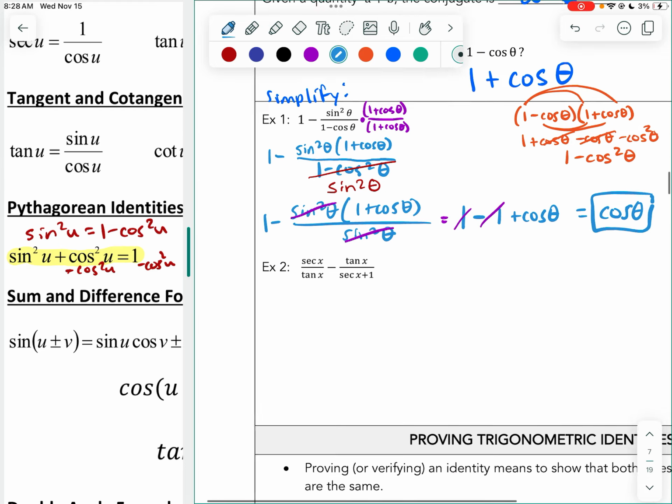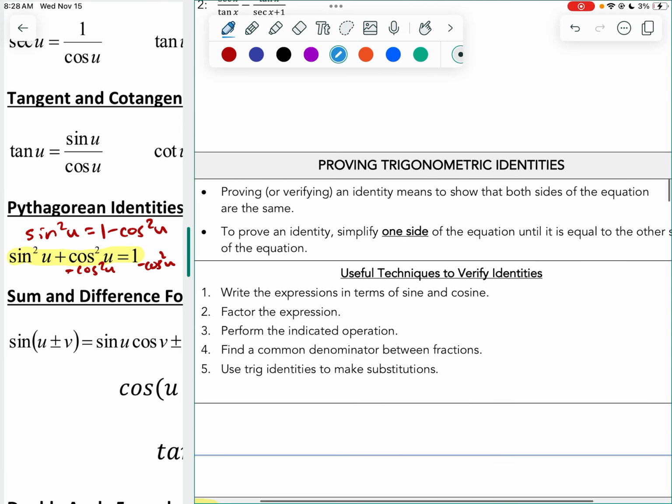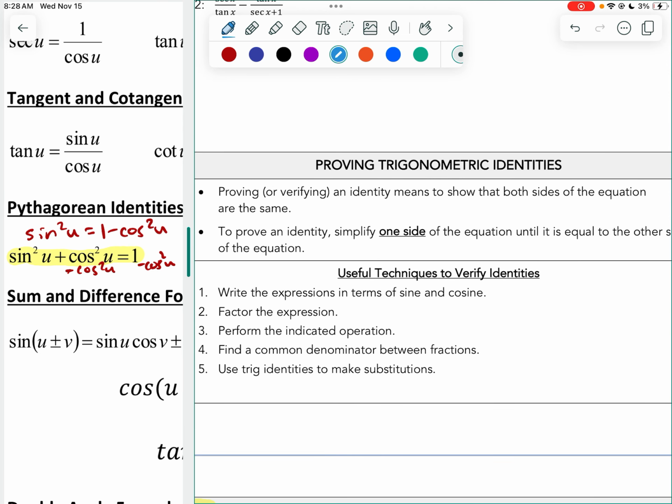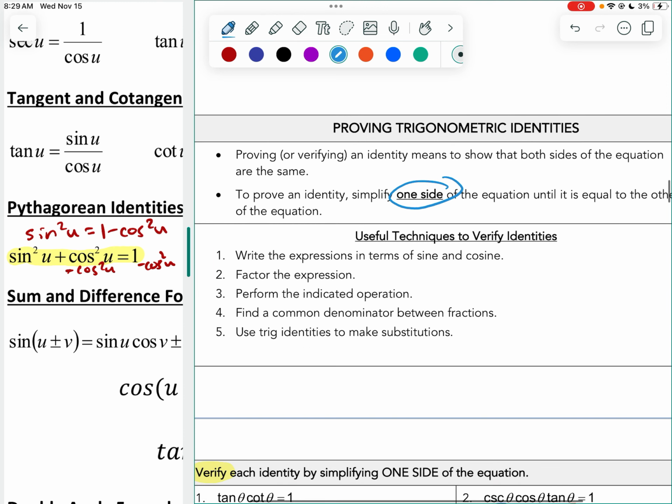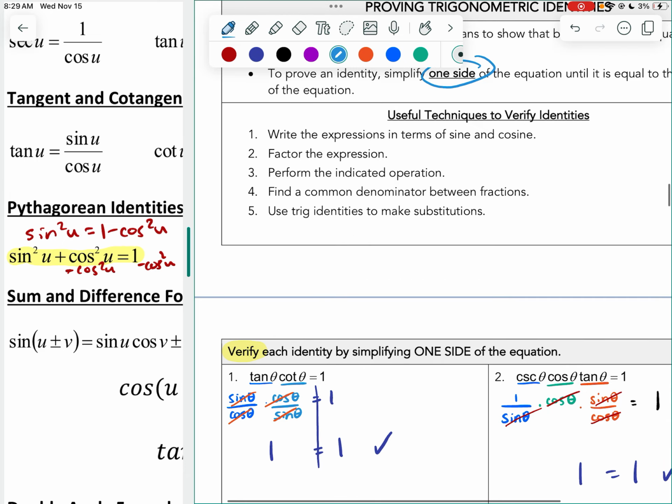All right, I'm going to skip number 2 and go to the new stuff. So proving trig identities, this is what we're going to be working on. So proving or verifying an identity means to show that both sides of the equation are the same. So to prove an identity, simplify one side of the equation until it's equal to the other side of the equation. And then you have some techniques listed, kind of the ones we've talked about already: breaking things down in terms of sine and cosine, factoring, adding, subtracting, multiplying, dividing, finding common denominator, and using your identities.